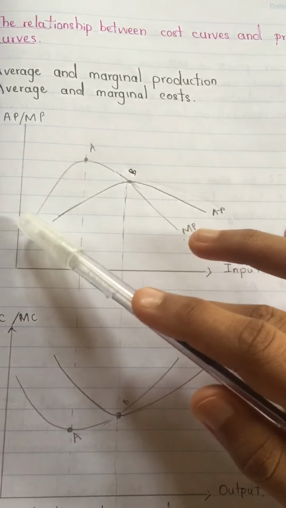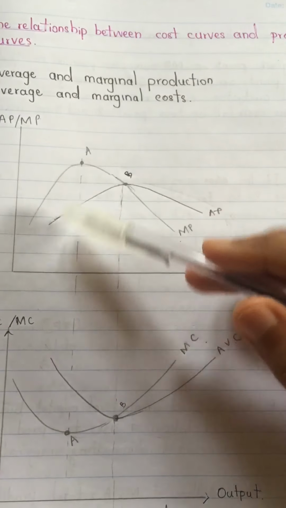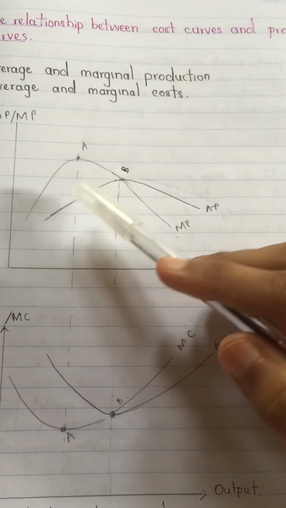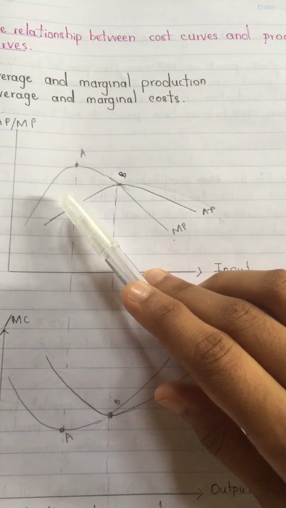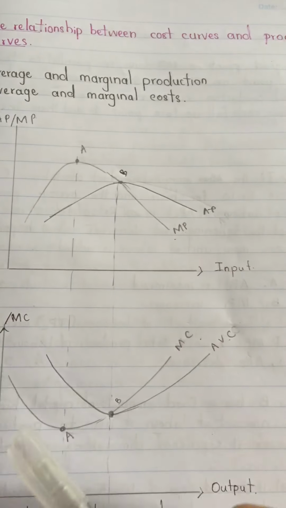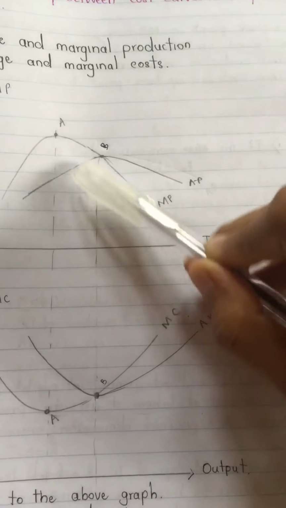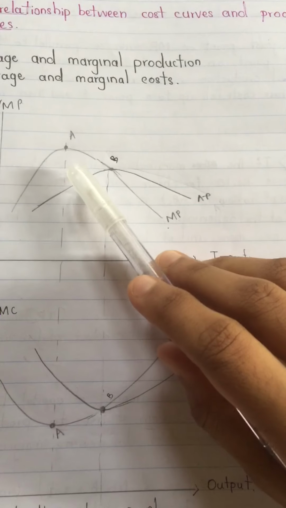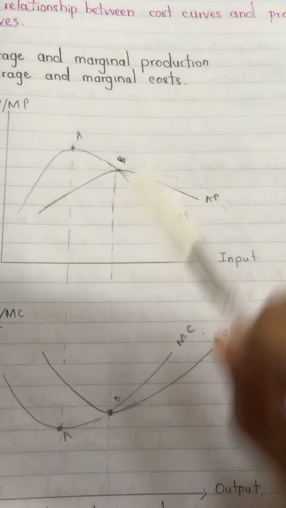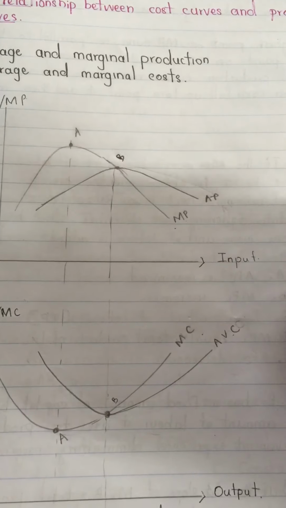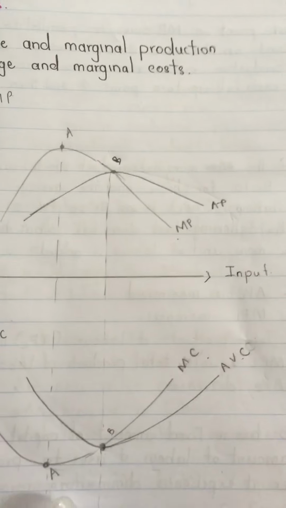Also you can see from this point to A, marginal product is increasing and marginal cost is decreasing, and from here to here average product is increasing, at the same time average variable cost is falling. So if you take this middle portion, marginal product is falling and also marginal cost is rising.